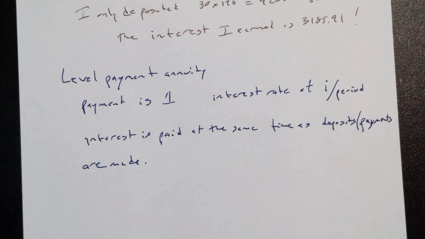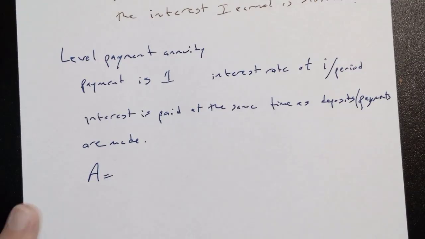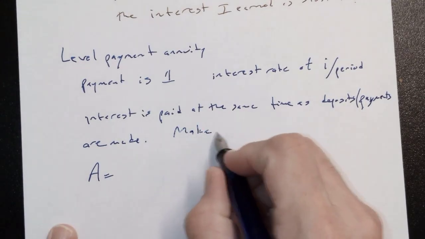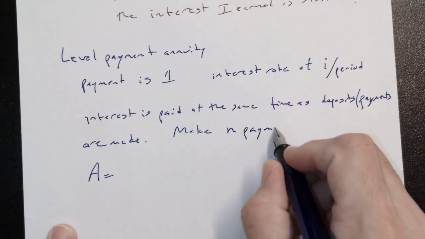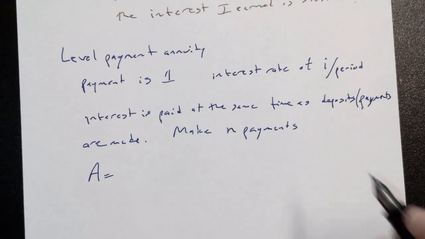Okay, what's the future value? What's the accumulated value of this? Well, I need a number of payments. I need to know that. How many payments are we making? Let's say we make n of them, at the end of every period.